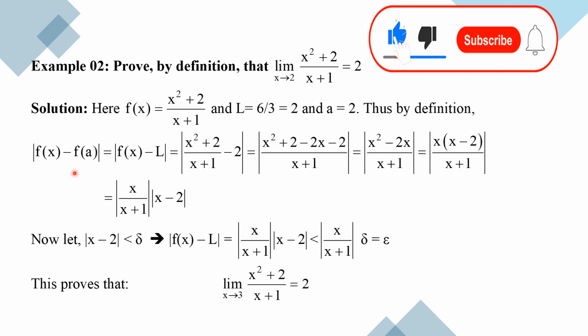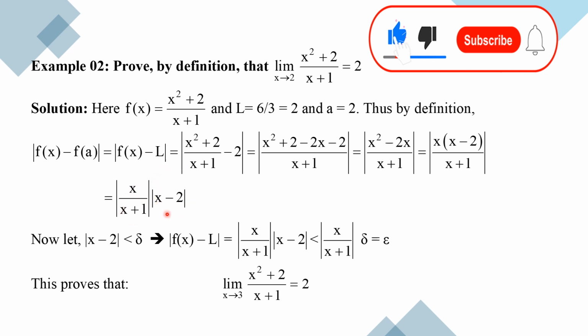Thus by definition, |f(x) − L|: we have the value of f(x), and applying the limit value 2, taking the LCM, we get (x² + 2 − 2(x + 1))/(x + 1). The 2 cancels with minus 2, and we have (x² − 2x)/(x + 1). x is common, so x(x − 2)/(x + 1). We can also write it as x/(x + 1) times (x − 2).